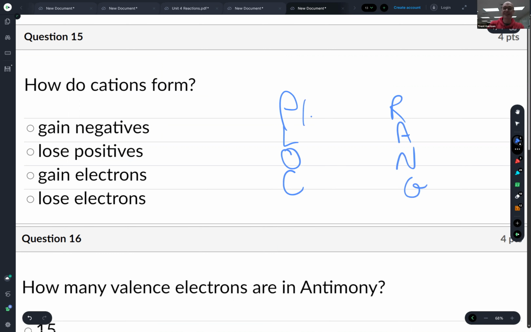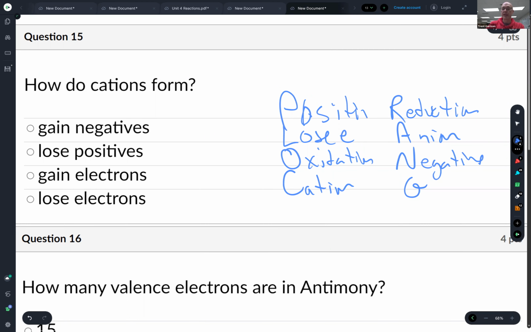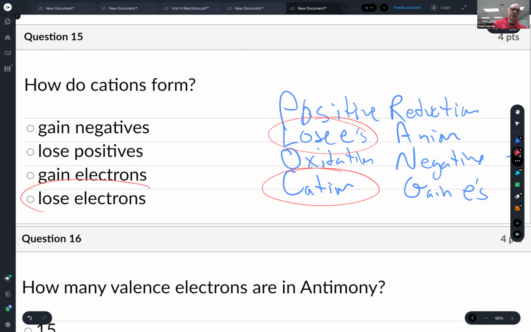So I got positive, lose electrons, oxidation, cation, reduction, anion, negative, and gain electrons. All right, so with that information, cation is down here. How does a cation form? By losing electrons. Boom. Simple task if you just have Planck rang written down.